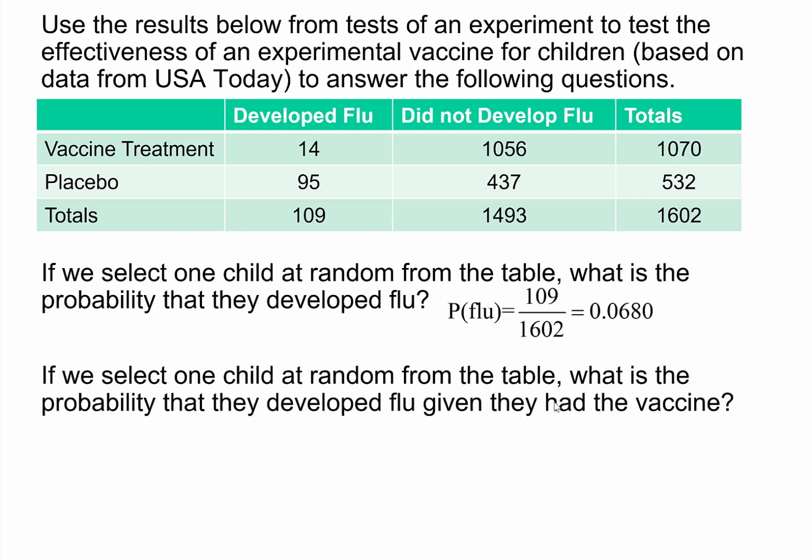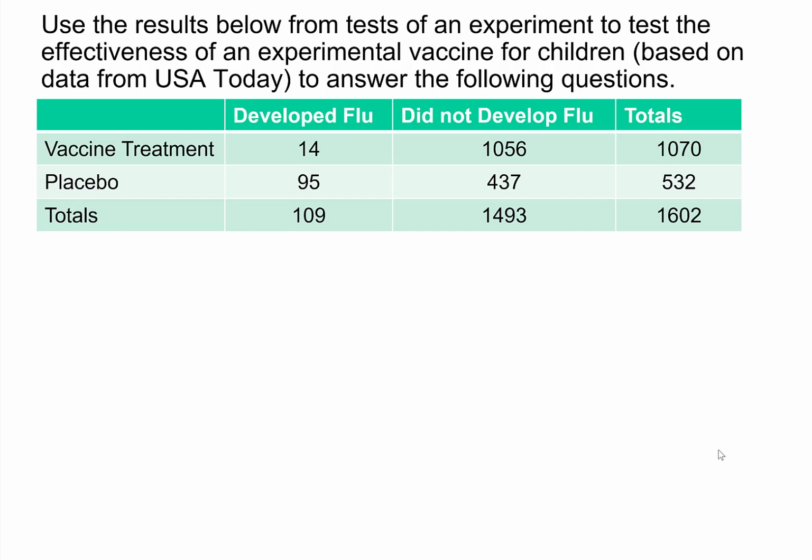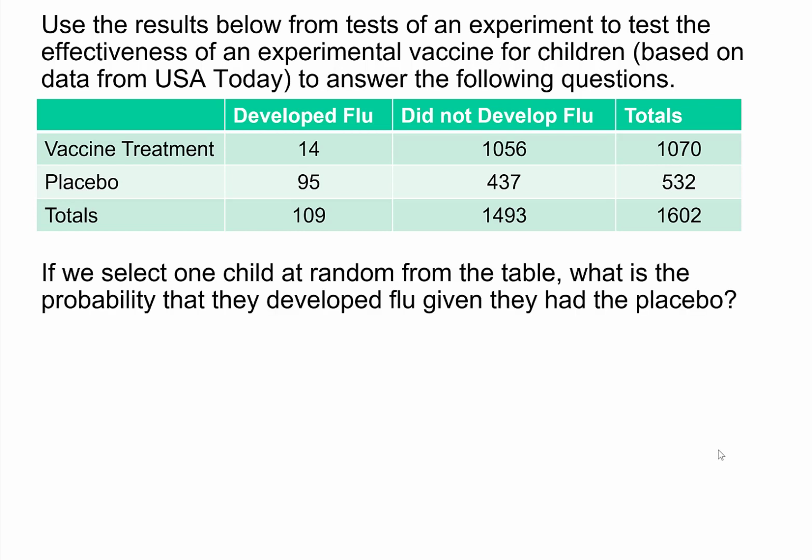If we select one child at random, what's the probability they develop flu given they had the vaccine? So we're looking at the first row here. So of 10,070, 14 of those got the flu. So it's 0.0131. If we select one child at random, what's the probability they got flu if they were given the placebo? So 532 had the placebo, 95 of those got the flu.